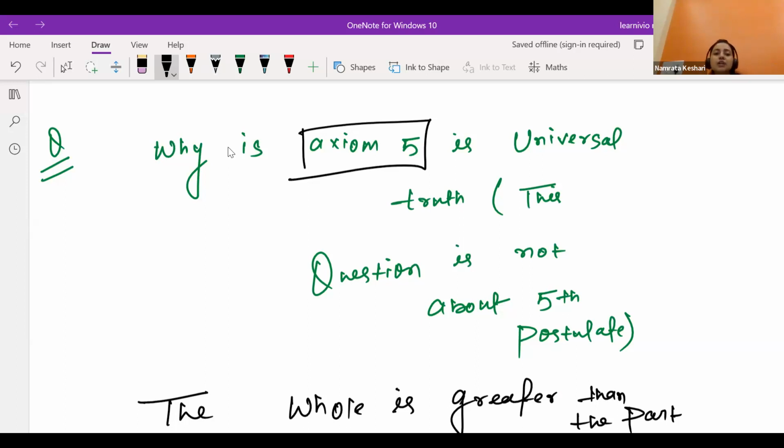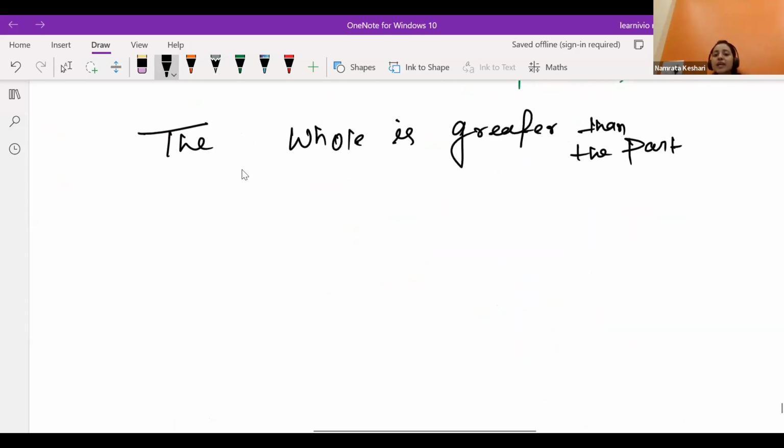Because this axiom 5 you can relate anywhere, not only in mathematics. You can use this logic that of course the whole is greater than the part. This whole country is India. If we are talking about India, then we can say the whole country's area is more than any part of it. It's more than Mumbai, more than West Bengal's area, more than Delhi's area, of course, right? So this statement, axiom number 5, that the whole is greater than the part, is not limited to mathematics. It is applicable everywhere, right?